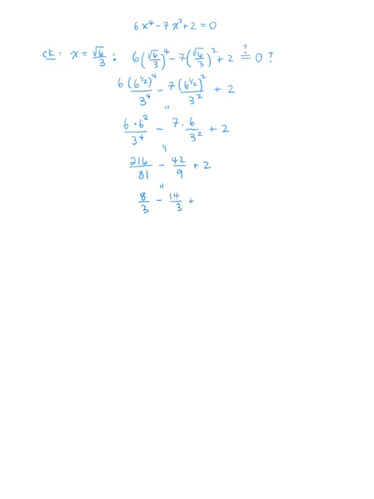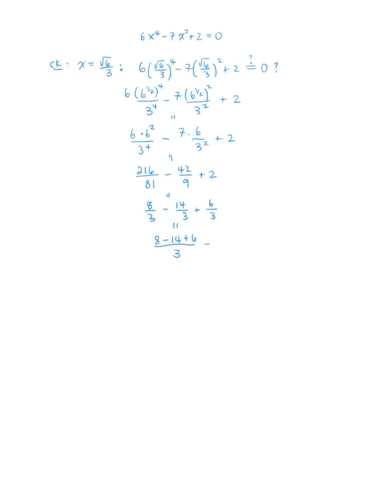And then plus 2, so 2 is the same thing as 3 times 2, which will put 6 in the numerator. All right, so now we got 8 minus 14 plus 6, the whole thing divided by 3. Okay, almost there. What's 8 minus 14? That's minus 6, plus 6. Yay! This is going to be 0 over 3, which is going to give us a 0 back.